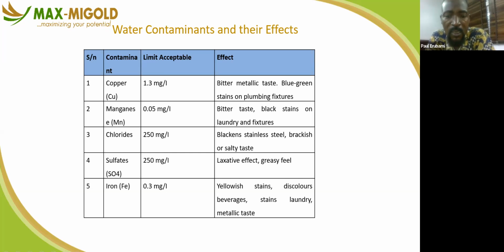If it goes beyond that, you can have your stainless steel getting blackened, and you have what we call a brackish or salty taste. Then sulfates, you have 250 milligrams per liter. Then iron, 0.3 milligrams per liter. That is the acceptable limit according to ISO and NAFDAC.